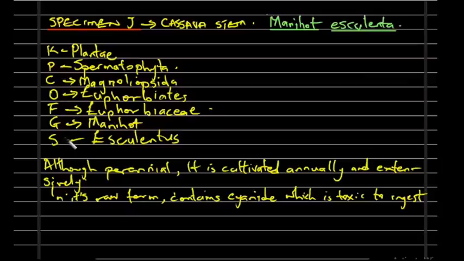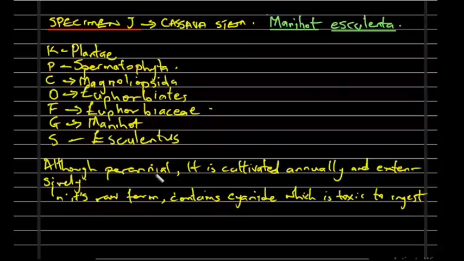Now this is the classification here. The kingdom is Plantae, the phylum is Spermatophyta, the class is Magnoliopsida. Then the order is Euphorbiales. Then the family is Euphorbiaceae. Then the genus is Manihot, and the species is esculentus or esculenta.